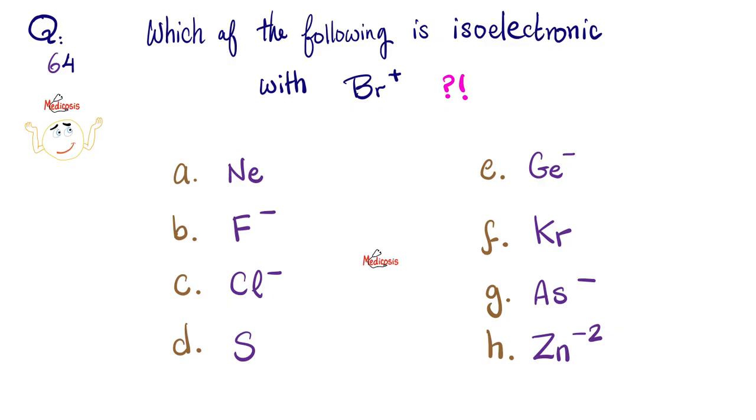And here is today's question. Which of the following is isoelectronic with Br+? Let me know your answer in the comment section. You'll find the correct answer in the next video.